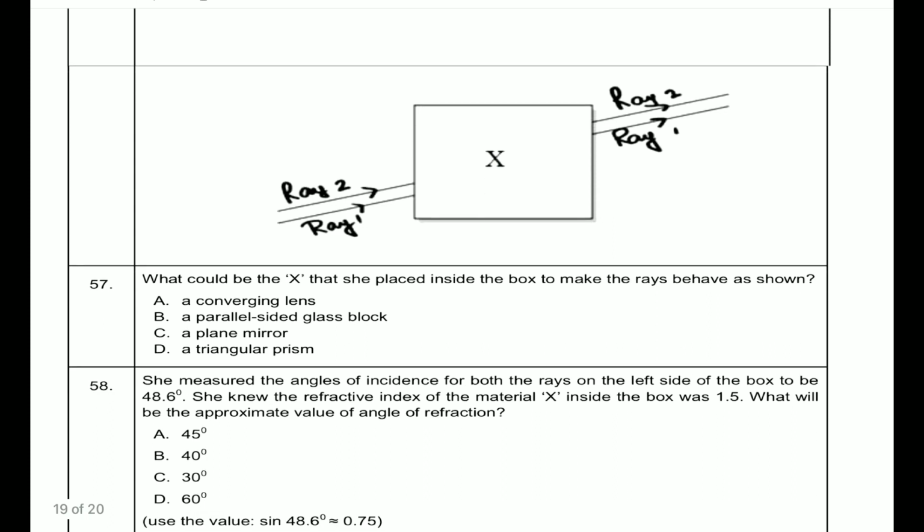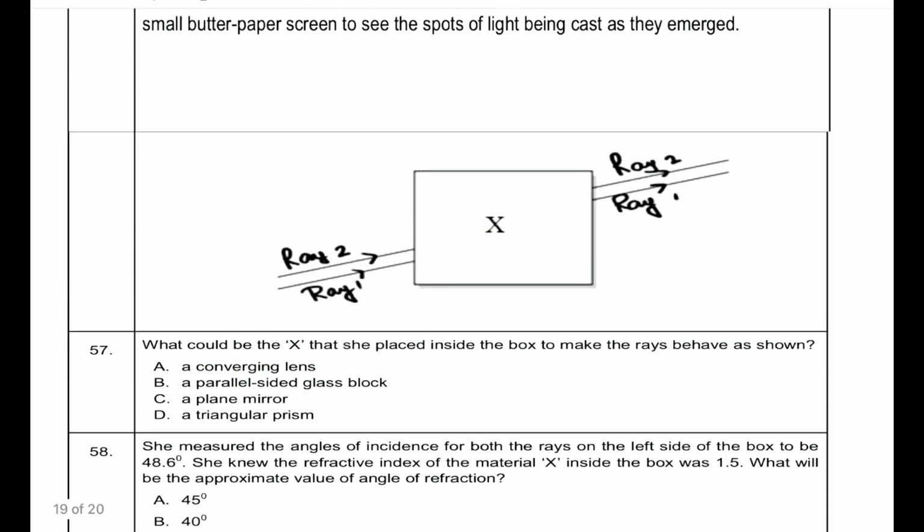So the first question is, what could be the X that she placed inside the box to make the rays behave as shown? If you carefully see, ray one should go like this if it is not undeviated. But actually it is not deviated, it's laterally shifted. Can you guys understand this? It is not deviated, it is laterally shifted. So if you remember, with the help of a glass slab, we can laterally shift the rays, yes or no?